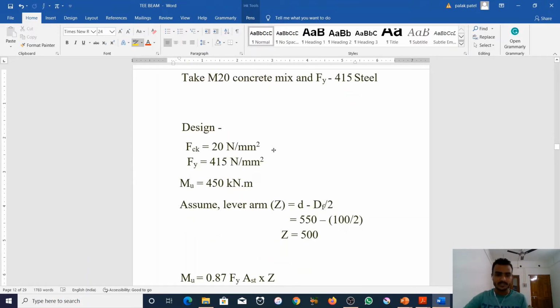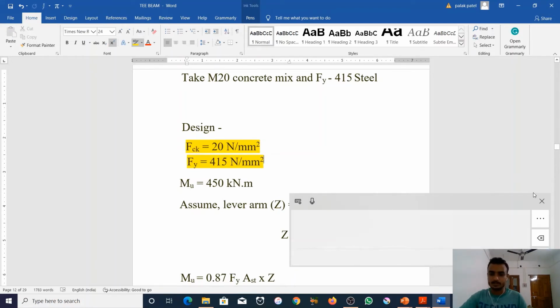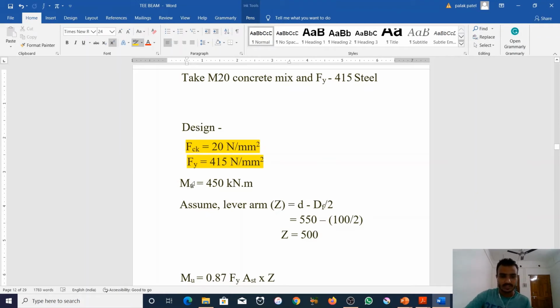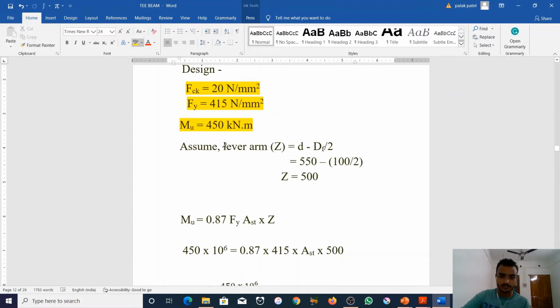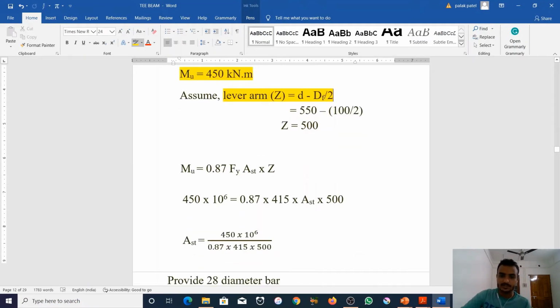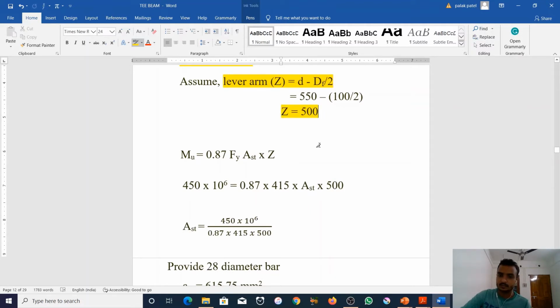Look here: fck is 20 Newton per mm square, fy is 415 Newton per mm square. Mu is the factored moment, 450 kilonewton meter. First of all we can calculate the lever arm, d minus Df by 2. d is the effective depth, which is 550, and Df is the overall depth of flange, 100, divided by 2. Lever arm z is equal to 500.